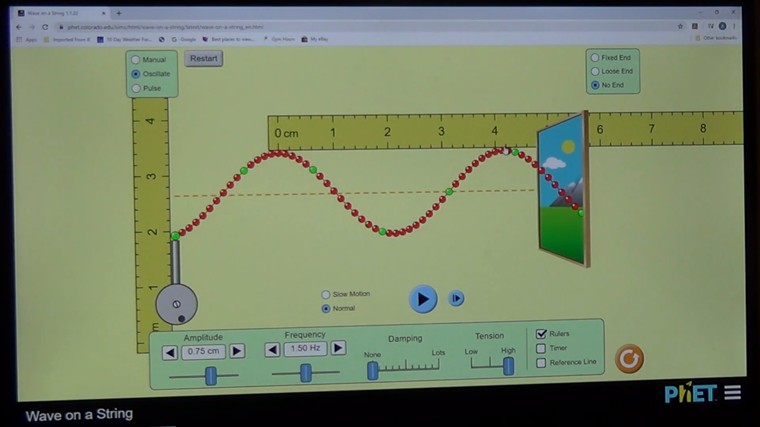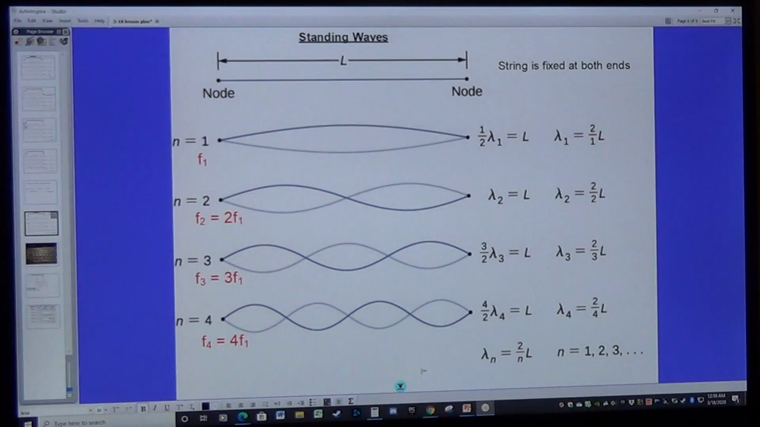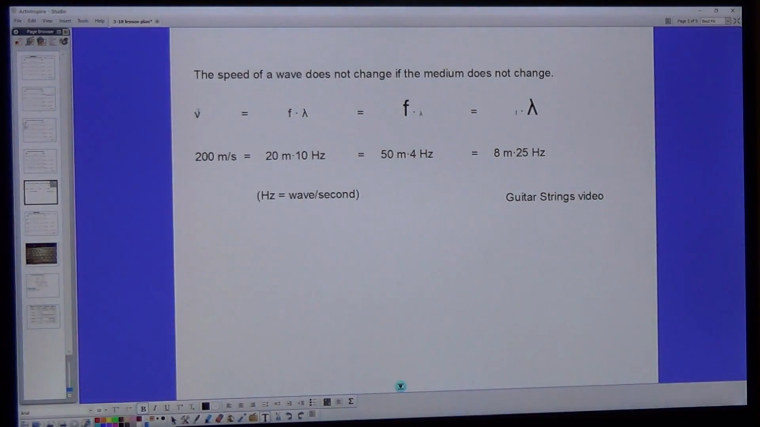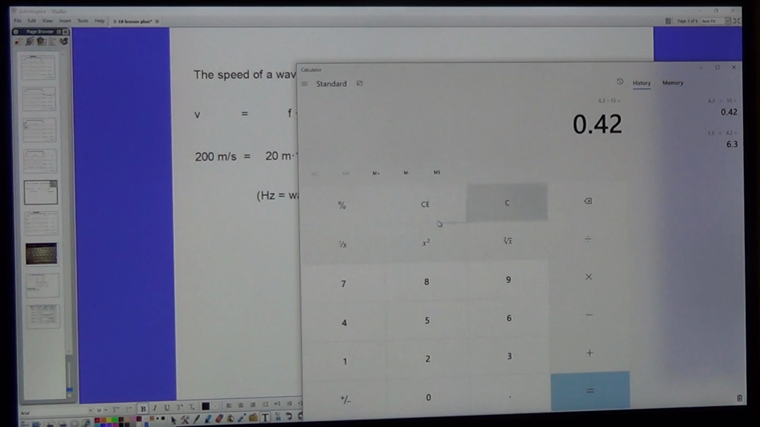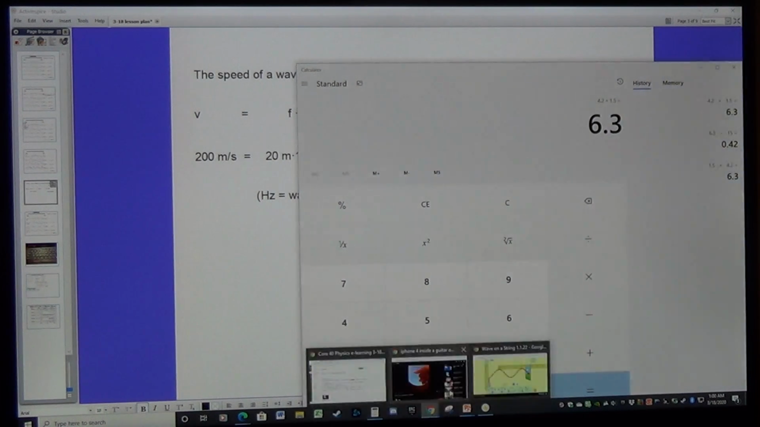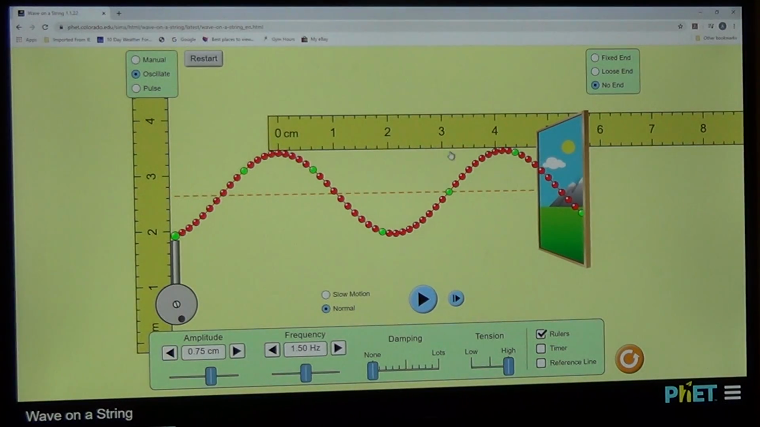Now, if I know my wavelength is 4.2 centimeters, and my frequency right down here shows me that it's 1.5, we can go back to our original wave speed equation, which is right here. Wave speed equals frequency times wavelength. So if I plug those numbers in, 4.2 centimeters multiplied by a frequency of 1.5, I get a wave speed of about 6.3 centimeters per second. So once you have your wavelength and you know your frequency, you can find your wave speed.